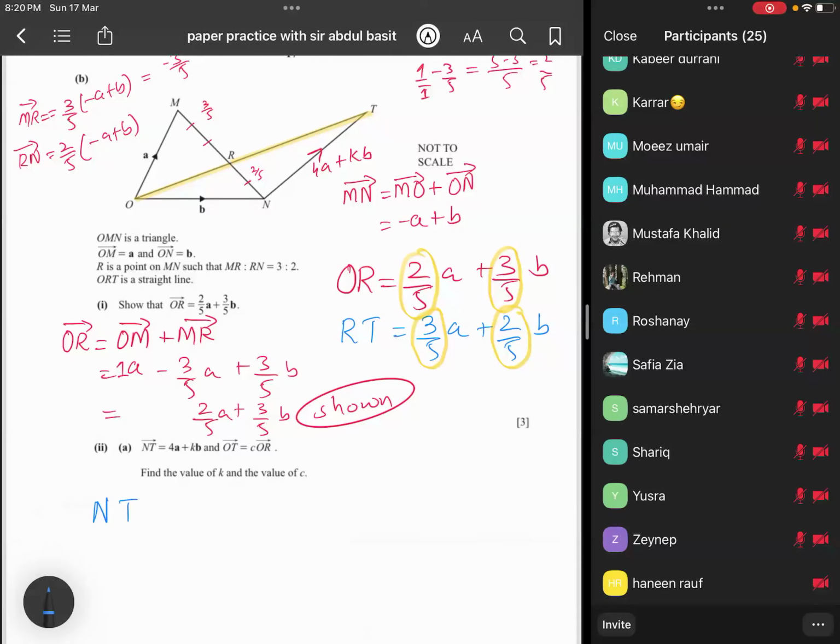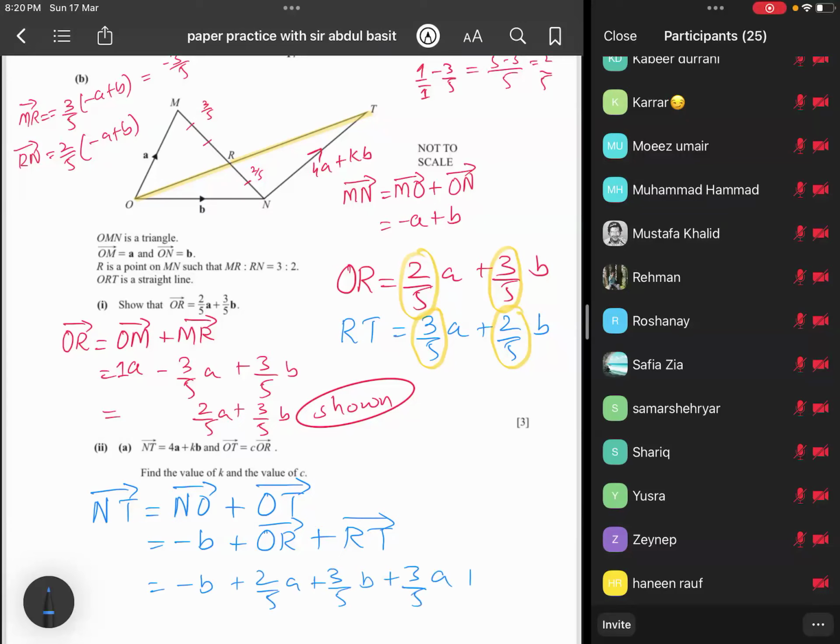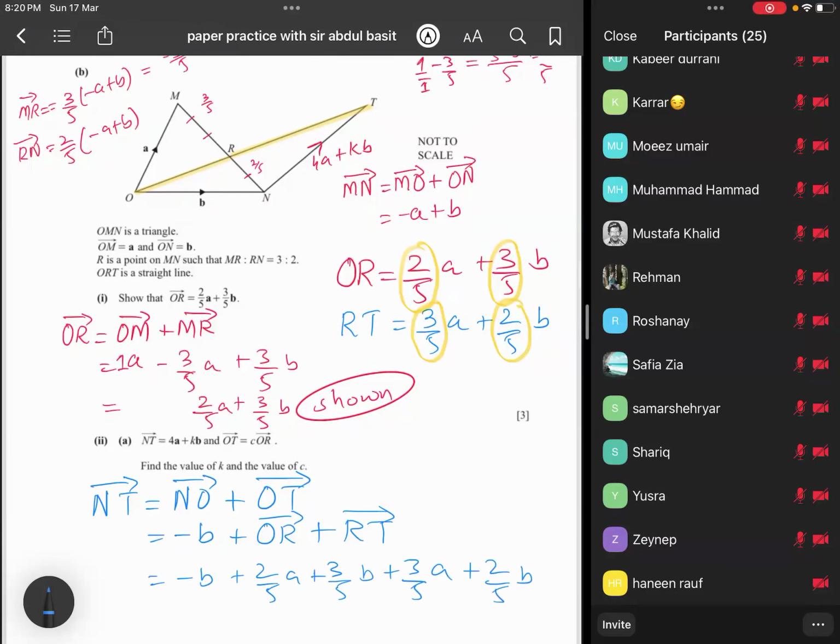So let's find out NT first. NT is equal to what? N to O plus O to T. Okay. N to O is how much? N to O is minus b. Agree? Plus OT would be OR plus RT. So minus b. OR is how much? OR is 2 by 5a plus 3 by 5b. RT is what? It is 3 by 5a plus 2 by 5b.